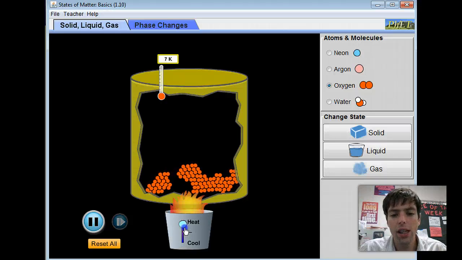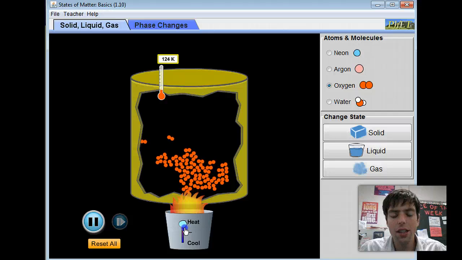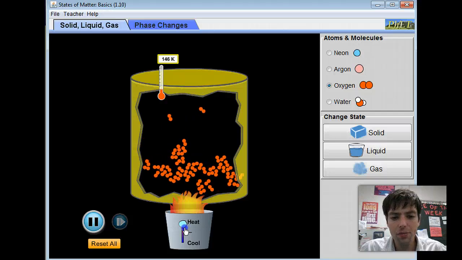And of course, if I apply heat, the opposite will happen. Those little shivering molecules get more energy and they start moving around more. And when they move around more, they realize, I don't have to hang around these guys, I'm going to spread out. And they start bouncing off each other.